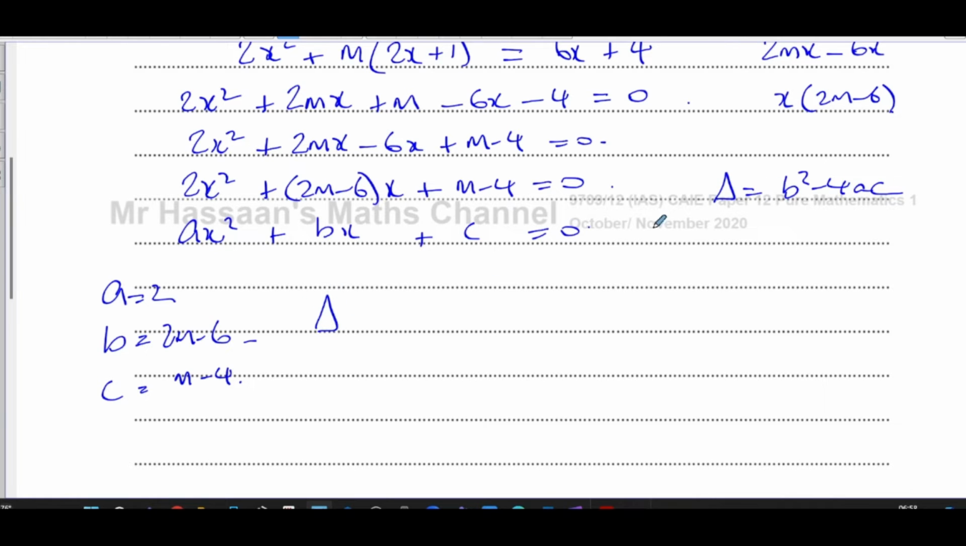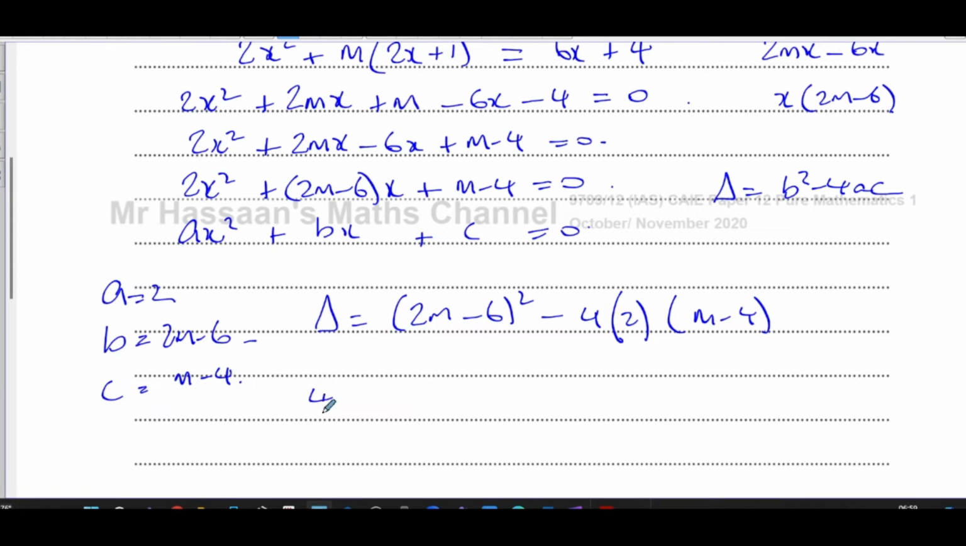Now, I've defined the discriminant as this triangle, as it normally is. So this is the discriminant of b squared minus 4ac. So the discriminant here is going to be b squared, which is (2m minus 6) squared, minus 4 times a, which is 2, times c, which is m minus 4. So I'm going to look at what this gives us as an expression and try to show that it's always going to be positive. So how do we do that?